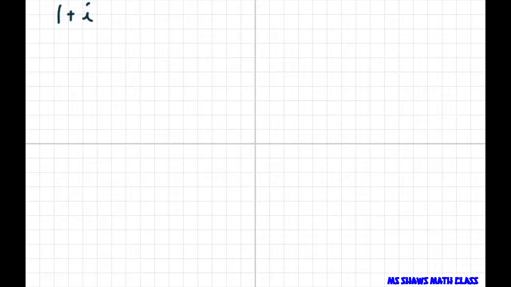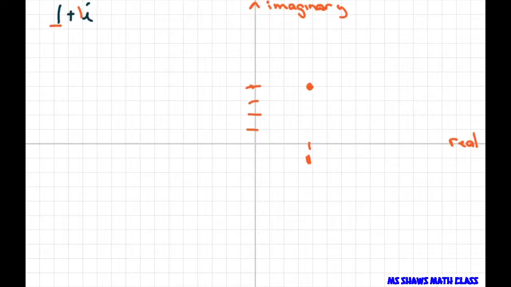So for the first one, I'm going to go ahead and plot this point. This y-axis is now called your imaginary axis, and this x-axis is called the real axis. So this is your real part. If I go out, let's say, 1 here, so we went out 1, and this would be 1 times i, so this would be here. So the point is right here. That's your rectangular point.